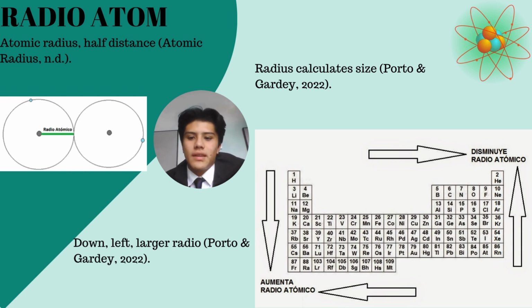If we look at the periodic table, we will notice that as we move down and to the left, elements have larger atomic radius. This is because as the period decreases, the atomic radius increases, and when the group is increasing, the atomic radius decreases.